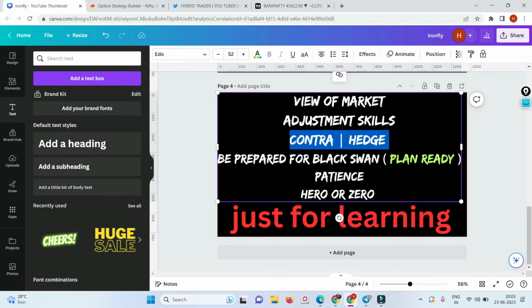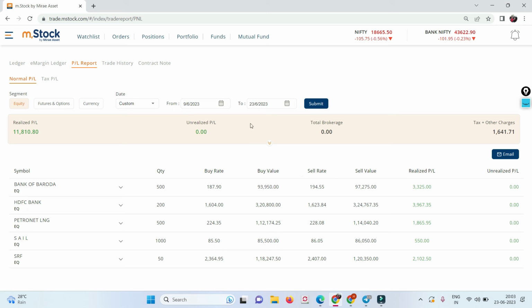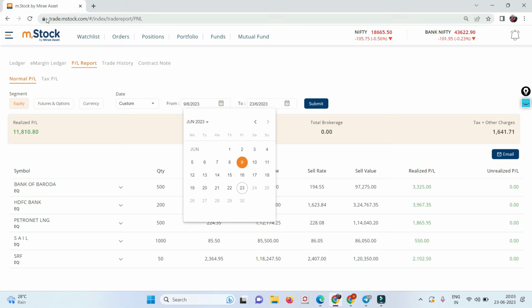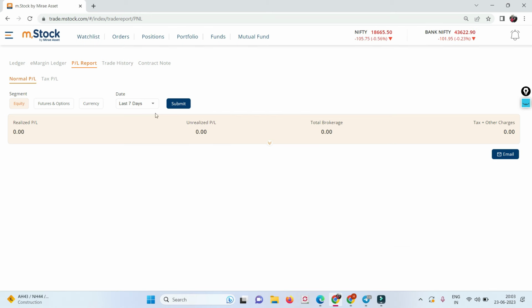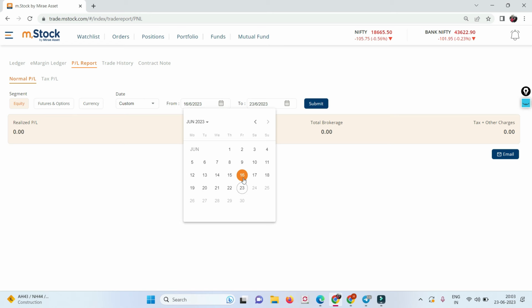So what I've done is, let me take you to my M stock account, right? If you look at this, let me refresh, guys, so that you'll at least believe that this is my real trade. Okay, I'll just go to custom. This is my M stock right from ninth, from ninth till date.